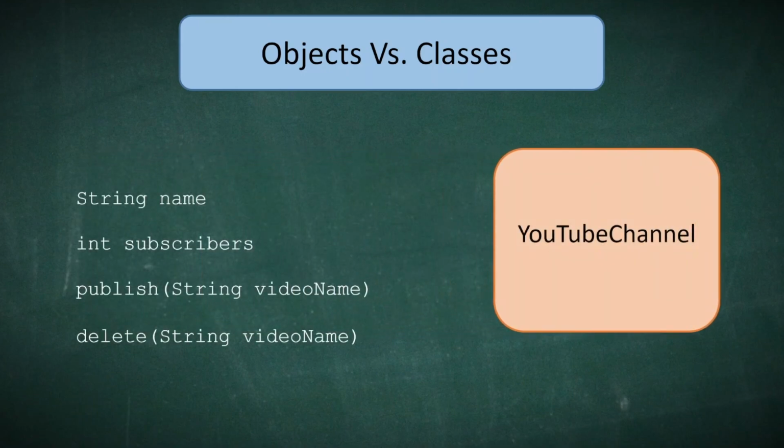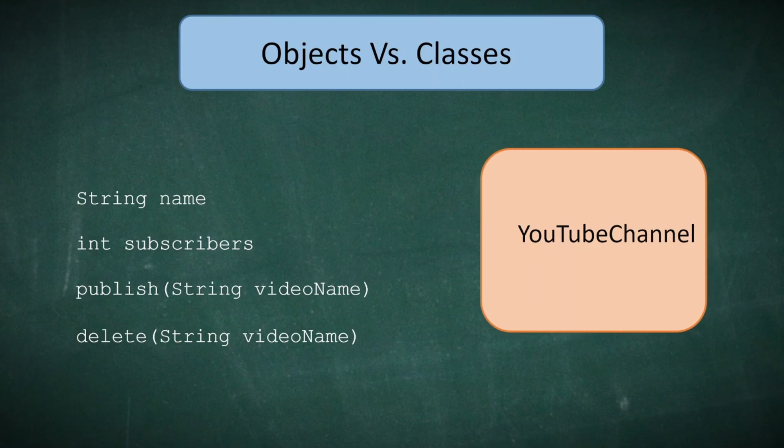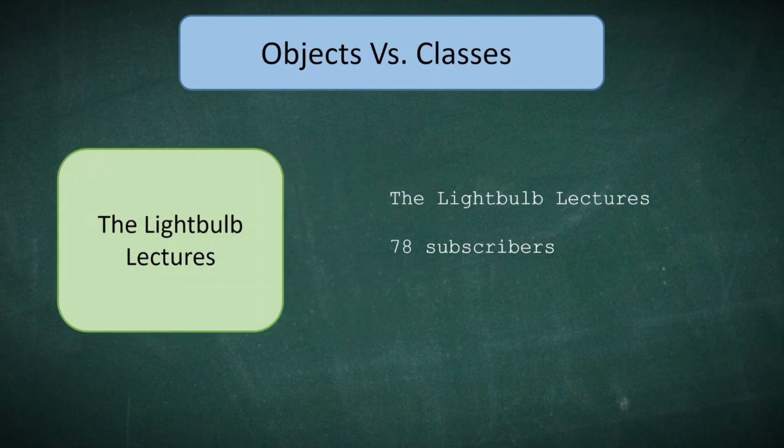For example, let's take a class called YouTube channel. The fields could be the name and the number of subscribers, and the methods could be publishing a video or deleting a video based on the video name given. An object of the YouTube channel class could be this channel, the Lightbulb Lectures. I've filled out the name and the number of subscribers, making it an object. It is an instance of the YouTube channel class.